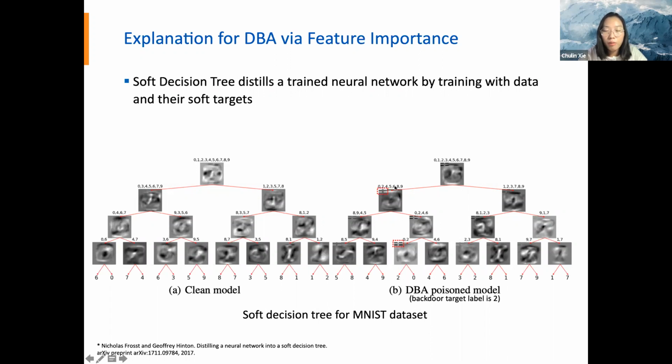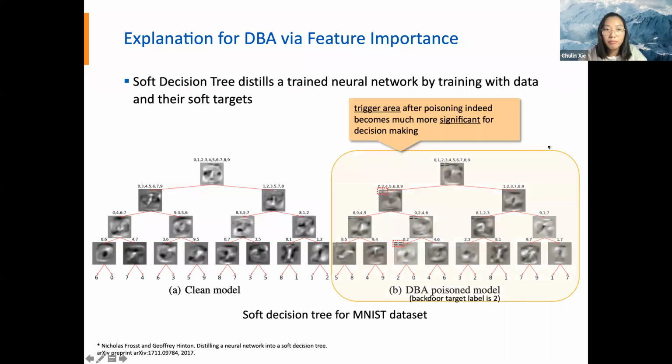Taking the opposite example, the leftmost node in the second layer has extremely white color in the area of the global pattern, which means that this pixel corresponds to a large value of the filter and will contribute to making the rightmost branch decision if encountering the global pattern. Moreover, the clean image won't trigger the filters in the backdoor pattern area because the major digit shape will dominate the decision route in the center. The trigger area after poisoning becomes much more significant for decision making.